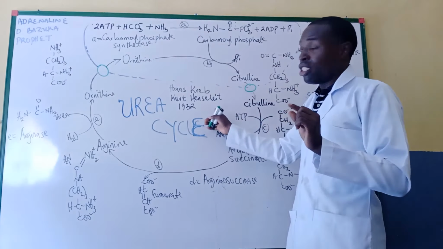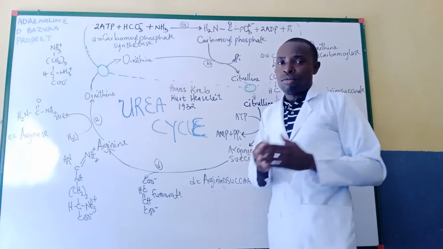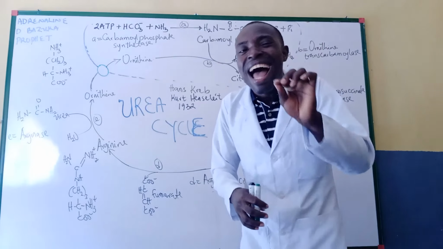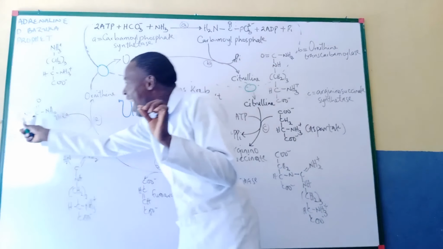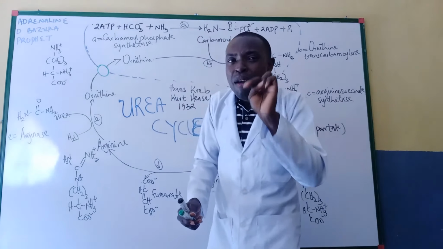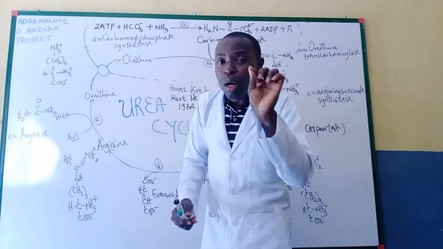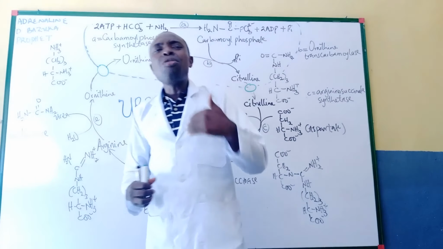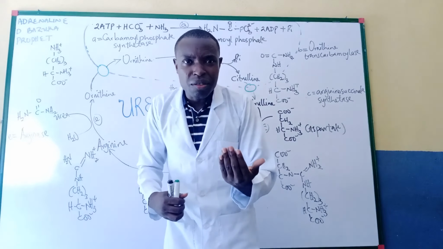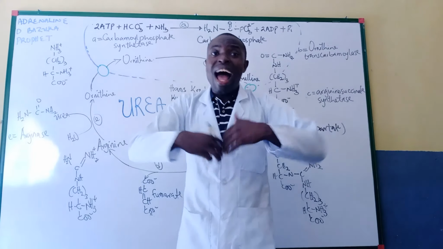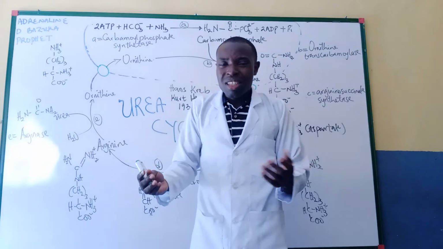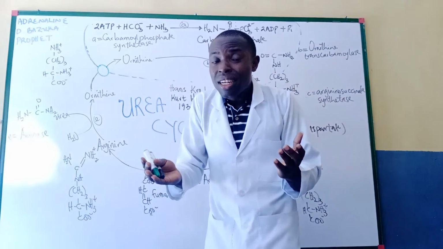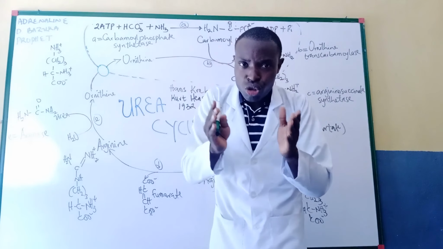Please do not forget. Now we move straight away: urea is a diamide of what now? Of carbonic acid. Get it now. Unlike ammonia that is toxic and alkaline in nature, the urea is not toxic and also it is neutral.